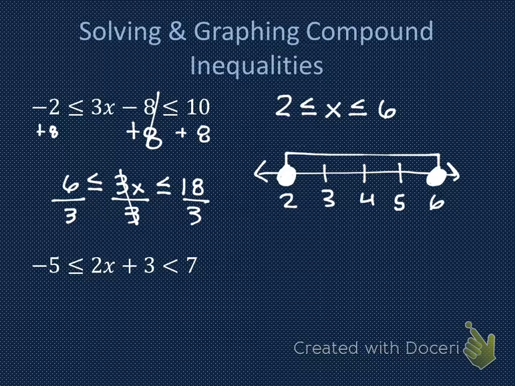What would I do to get x by itself? Sarah, what should I do first? You're going to subtract 3 on the side. Very good. Subtract 3. And I subtract 3 everywhere. So negative 5 minus 3 is what? Negative 8 is less than or equal to 2x is less than 4. Then what would I do?